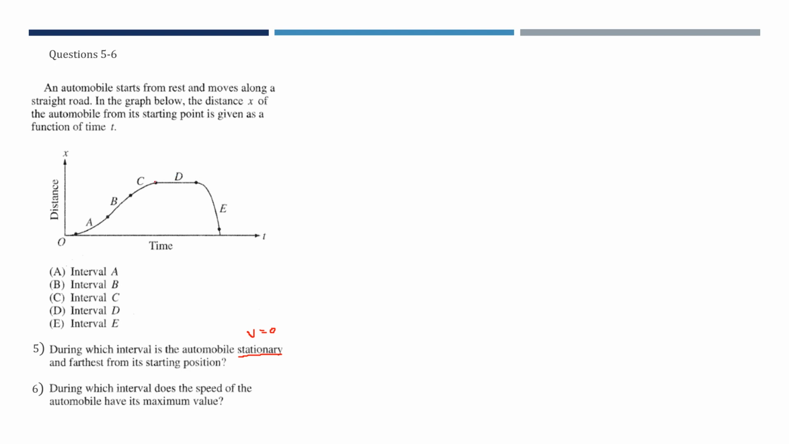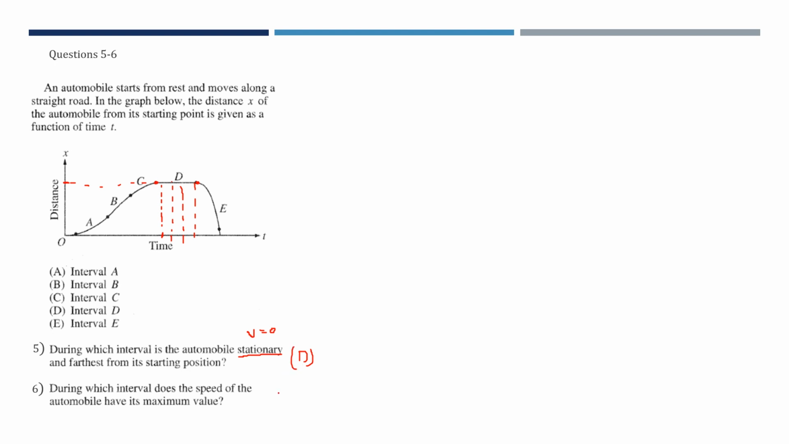So, which interval has a stationary car? Yes, it's D, because from this point to this point we have a horizontal line, which means that the car is stationary or at rest. As time passes, we are still at the same distance. The automobile is not moving. So we have interval D is stationary.